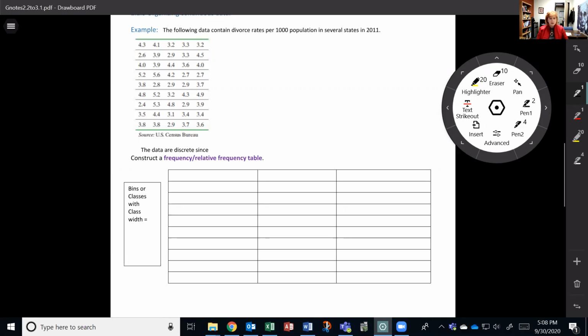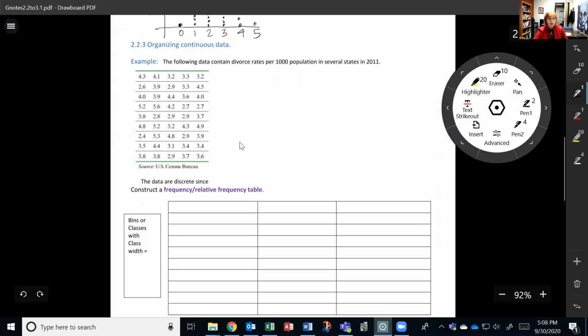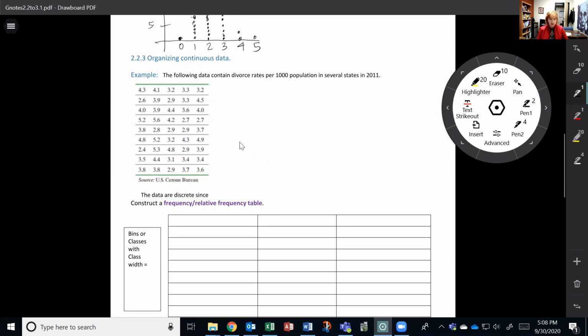All right, so now we're going to look at organizing continuous data. With continuous data, we have many possible values. And when we have many possible values, we organize the data into intervals, which are called classes.